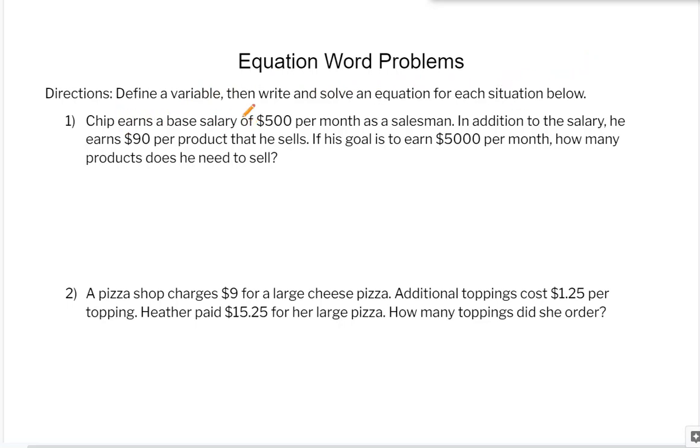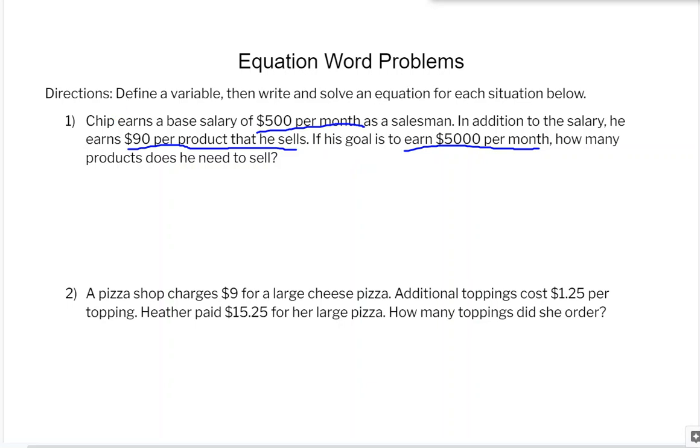It says Chip earns a base salary of $500 per month as a salesman. So that sounds important, $500 per month. In addition to his salary, he earns $90 per product that he sells. If his goal is to earn $5,000 per month, how many products does he need to sell?